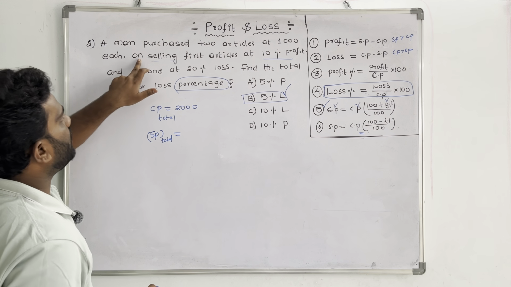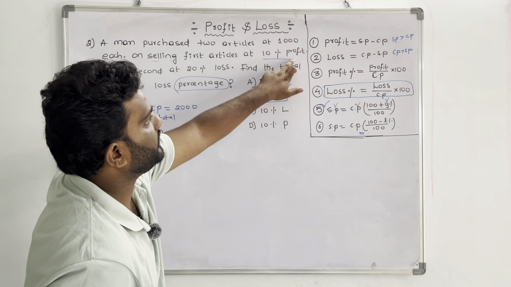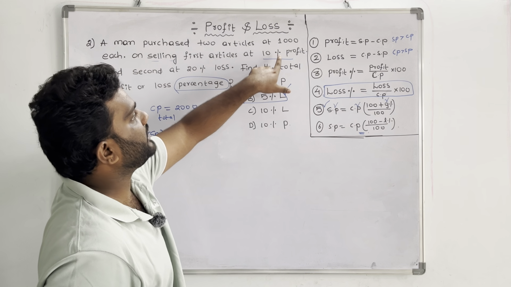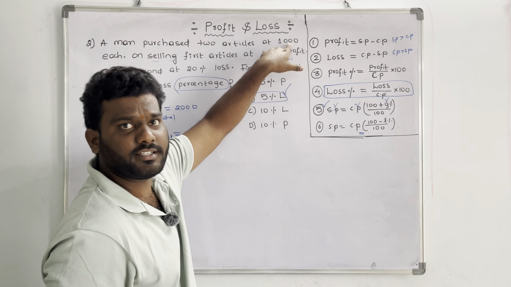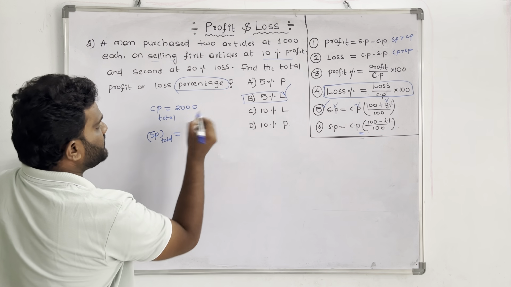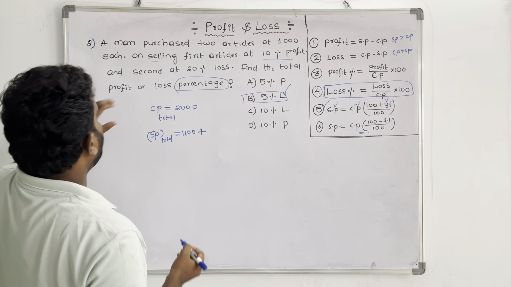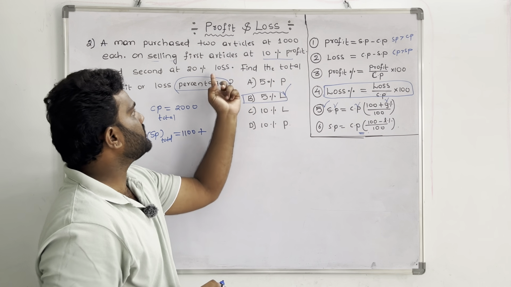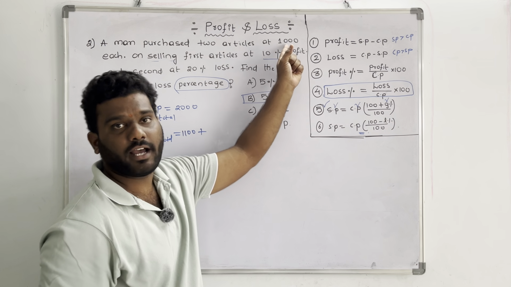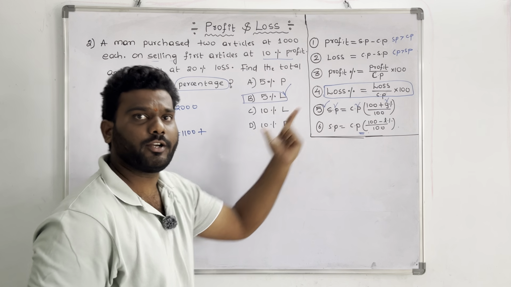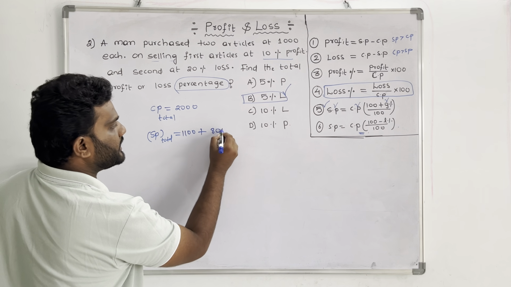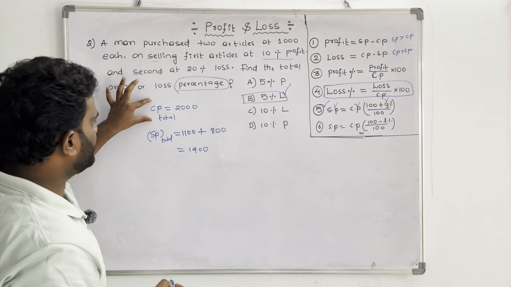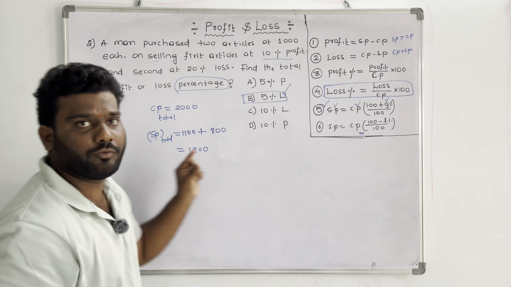Here you can see on the first article he got 10% profit. It means on 1,000 rupees he got 10% profit. What is 10% of 1,000? It's 100 rupees, right? So 1,000 plus 100, 1,100. Plus on the second article he lost 20 percent. On 1,000 rupees he lost 20 percent. So 10% means 100 rupees, 20% means 200 rupees. So 1,000 minus 200, simply 800. So what is the total selling price? Simply 1,900.